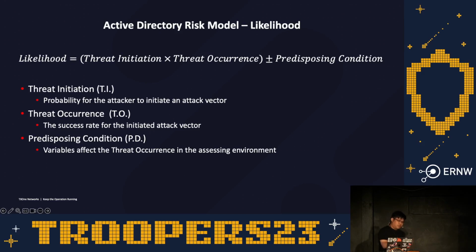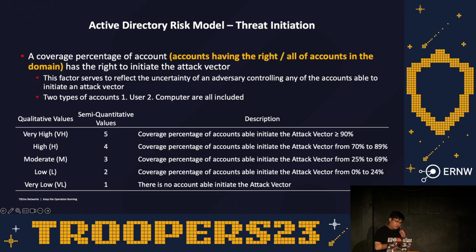And then we have the adjustment value for the predisposing conditions. The predisposing condition is a variable, totally different based on the enterprise domain. Different enterprises will have different situations, including maybe password policy, or maybe some detection mechanism already deployed in their environment. So the adjustment value changes based on the predisposing conditions. So that is the likelihood. Now we deep dive into the threat initiation part. We would like to make this model easier to apply.